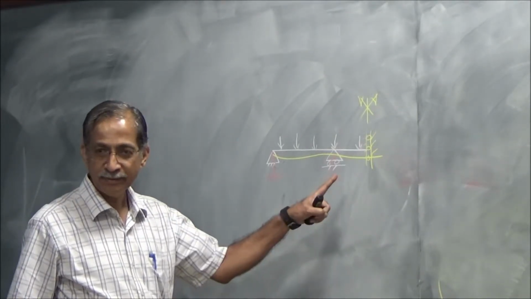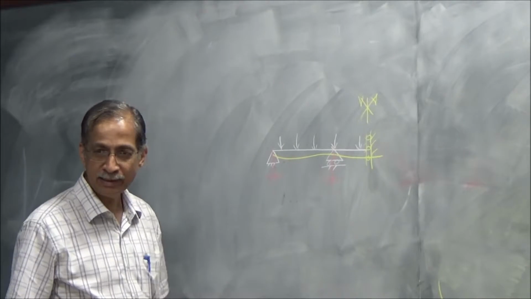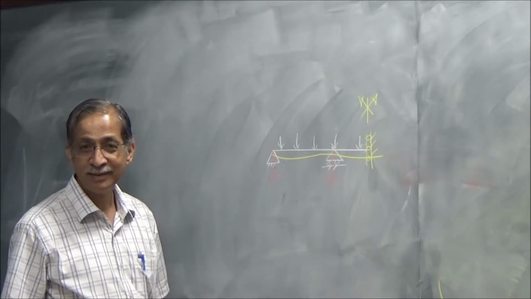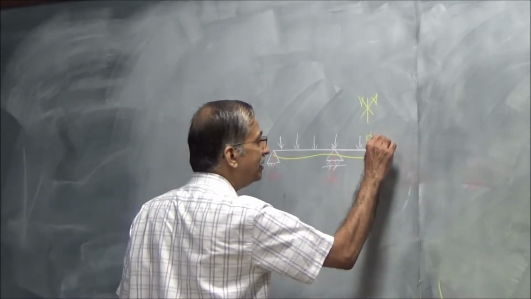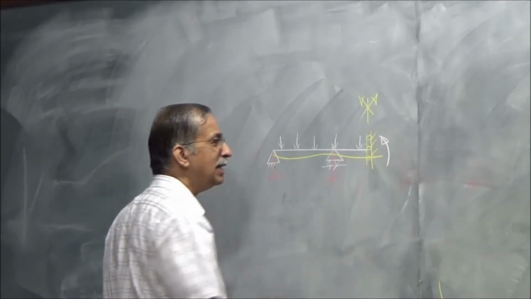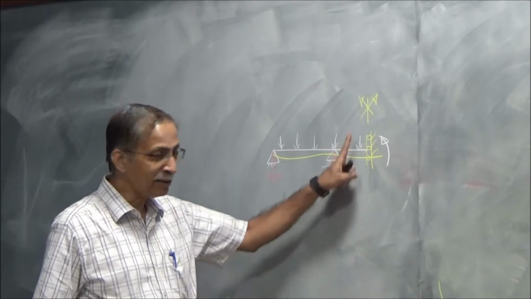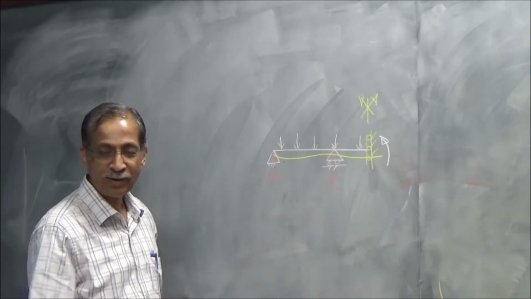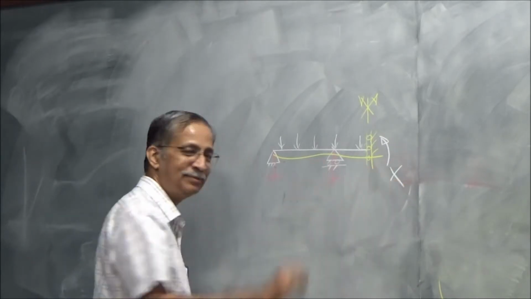What's the reaction there? It's a moment, right? Is it a sagging moment or a hogging moment? Sagging moment, correct. So, this is your redundant. Any other redundant? Is there a vertical reaction there? No way. Right? So we will call this redundant X.